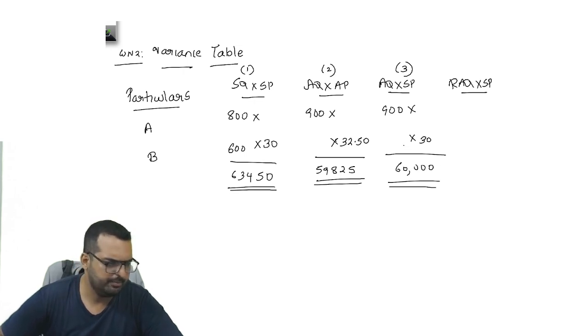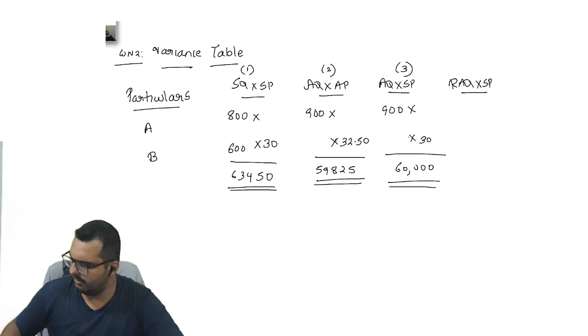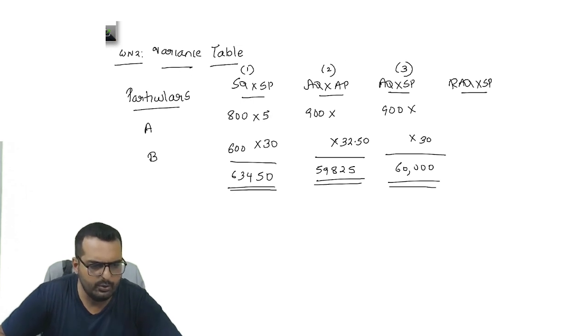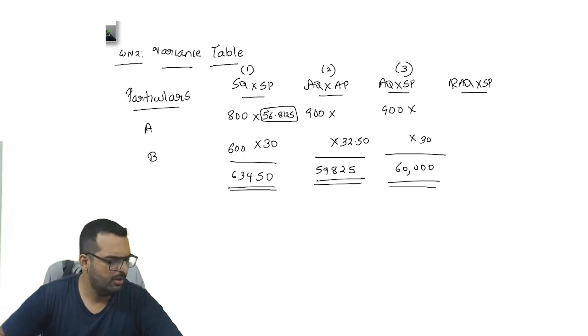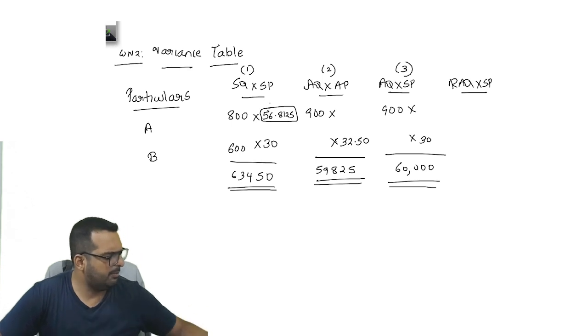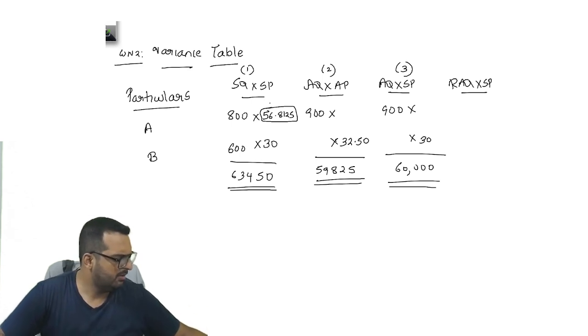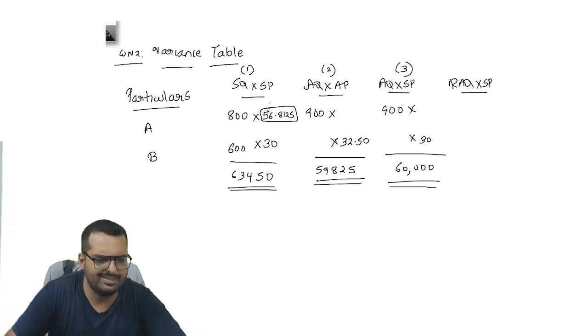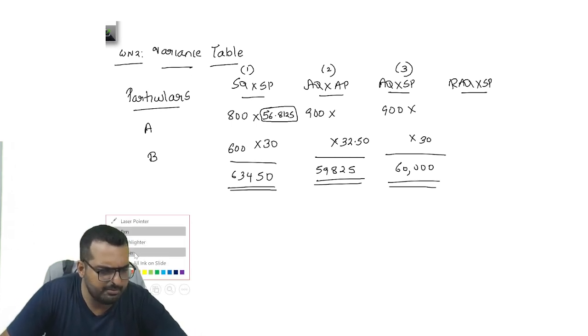60,000. Correct? Wait, I need to work it out. Let's check. Now here it is 600 into 30. That is 18,000. Minus 63,450 will give you 45,450. Divided by 800 will give 56.8125. Do you get this as 56.8125? Everyone gets this answer? Let's just double check. No, it gets 45. So I made some mistake somewhere. Hold on, friends.